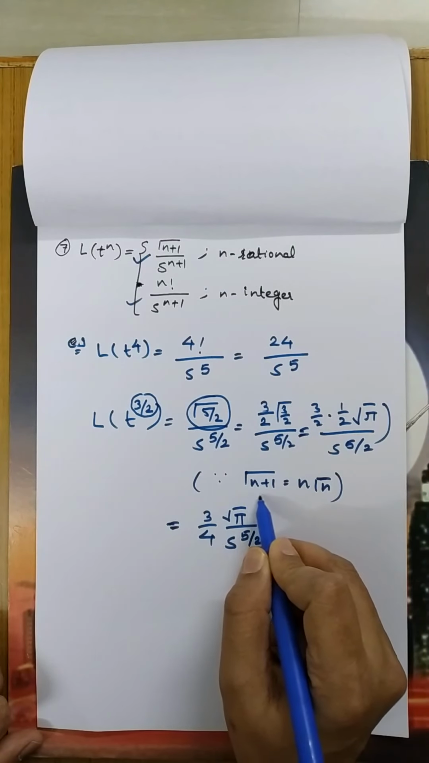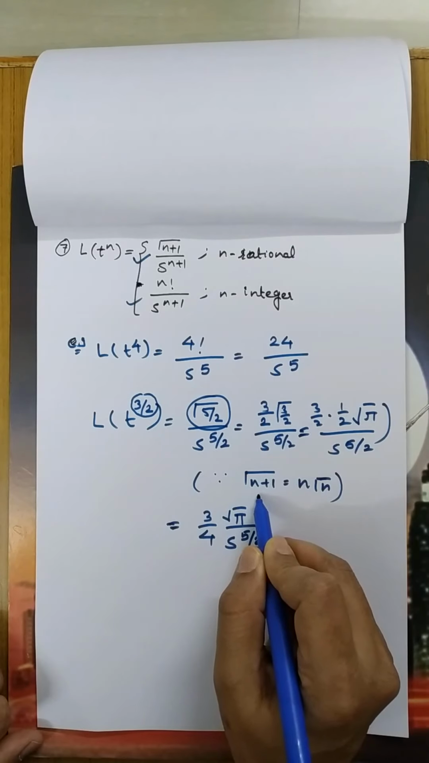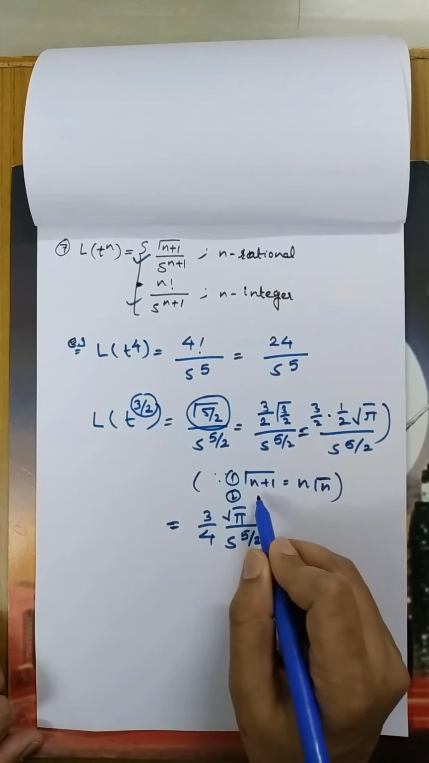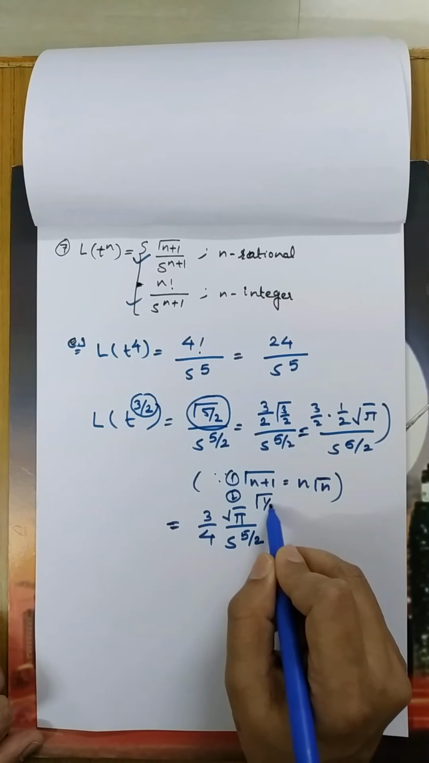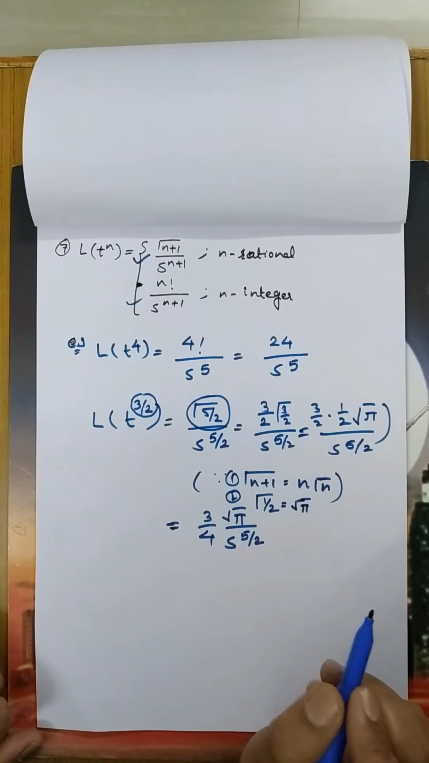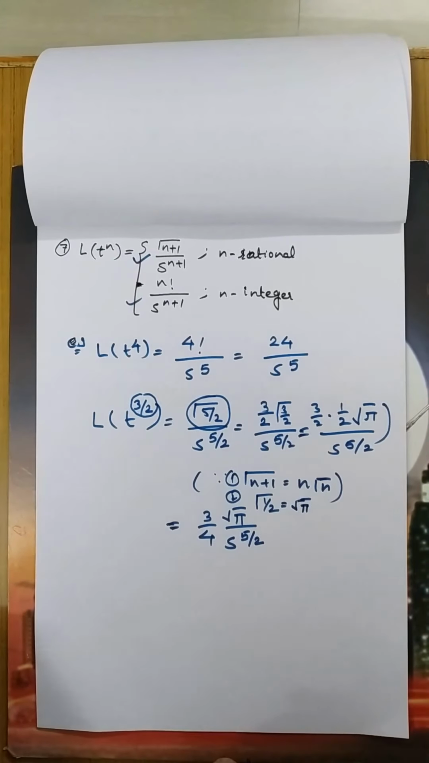Also, I want to mention here one important property of the gamma function. First property, second property, you can write gamma 1 by 2 is root pi. Okay, now let's move on to the next question.